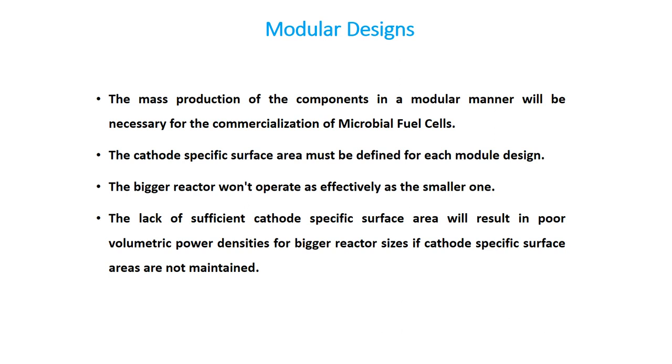The bigger reactor won't operate as effectively as the smaller one. The lack of sufficient cathode-specific surface area will result in poor volumetric power densities for bigger reactor sizes if cathode-specific surface areas are not maintained.